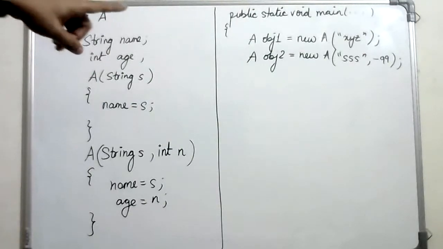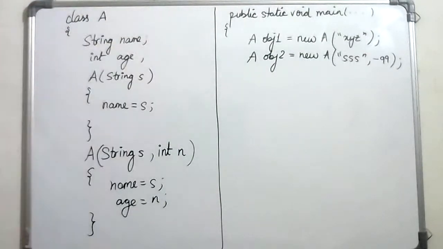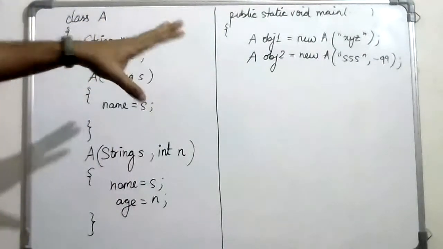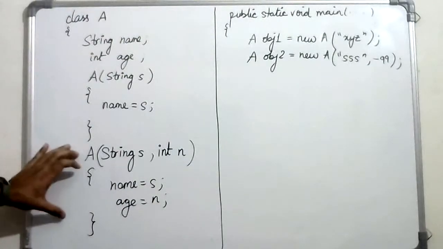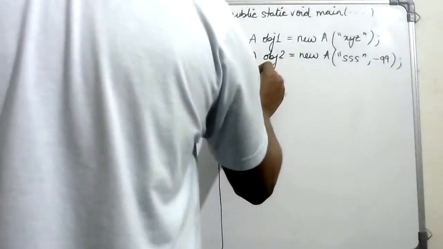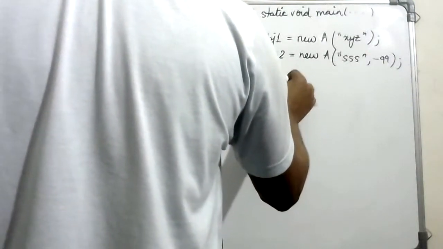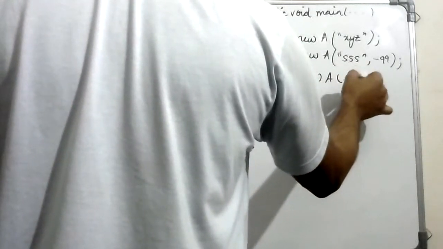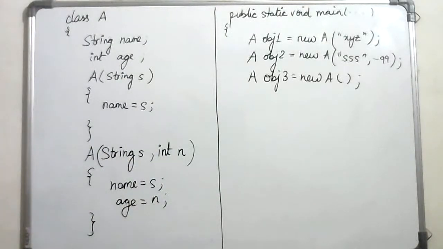Now take a look at the object creation on the right hand side. So in case of object creation, it's pretty clear that the first object invokes the constructor with a single argument. The second object invokes the constructor with two arguments. Right. Let's say I have one more object, which simply calls the default constructor with no arguments. So all three objects are initialized in different ways.